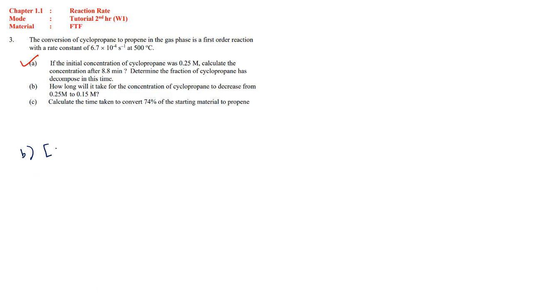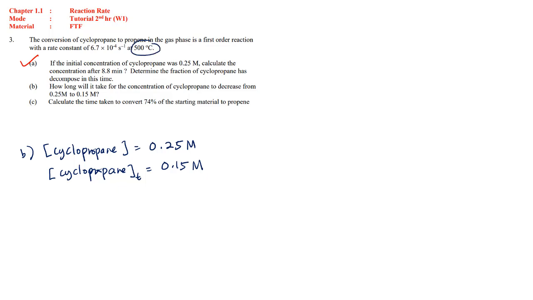Alright, so question B, given to you the initial concentration of cyclopropane is 0.25 molar. After T time, the concentration of cyclopropane is 0.15 molar. The concentration decreases from 0.25 molar to 0.15 molar. Originally 0.25 molar, after some time, it becomes 0.15 molar. So the rate constant still remains because the temperature remains constant. And now we are going to calculate time.